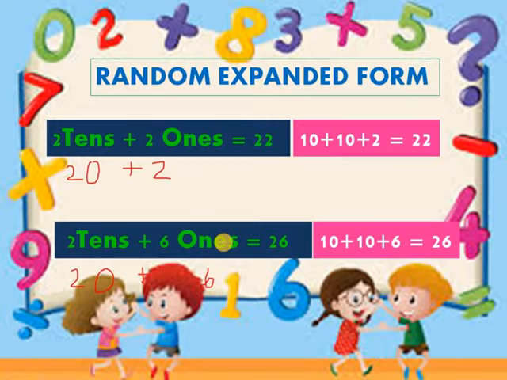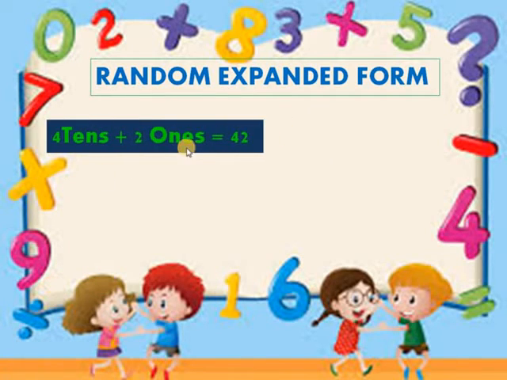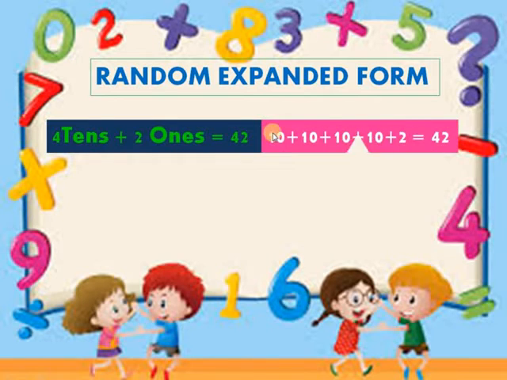22 is the number. In that, this 2 is in ones place, so we have written 2 ones. This 2 is in tens place, so we have written 2 tens. That means in this 2 tens there are 2 times 10. 1 ten and 2 tens. So 10 plus 10, which will make 2 tens, that is 20, plus 2 is equal to 22.